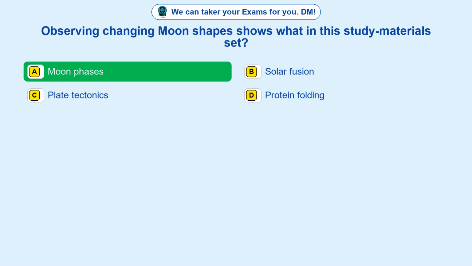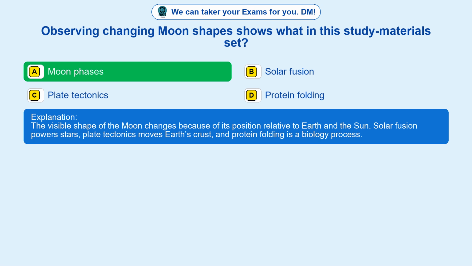Moon phases. The visible shape of the moon changes because of its position relative to Earth and the Sun. Solar fusion powers stars, plate tectonics moves Earth's crust, and protein folding is a biology process.